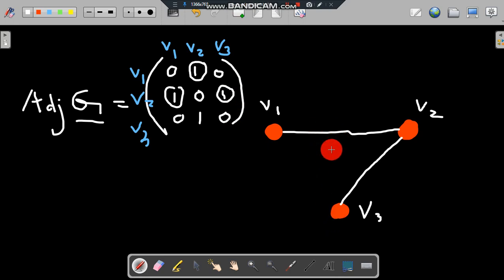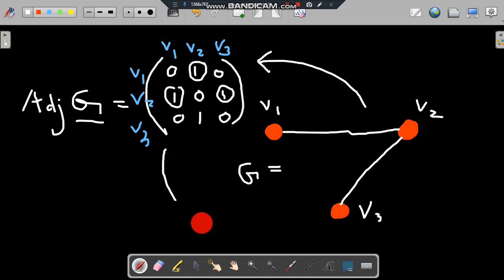So this is the corresponding graph for which the adjacency matrix of G is this. So you must practice: if graphs are given, you must be able to make an adjacency matrix like this, or if the adjacency matrix is given, we must be able to make a graph for that. So the corresponding graph for this matrix is this, and for this graph the corresponding matrix is this. Thank you very much.